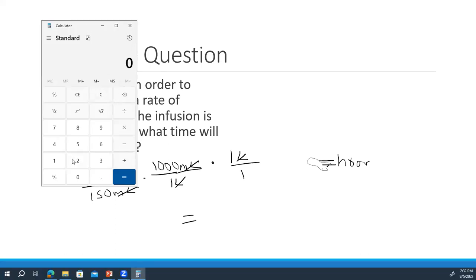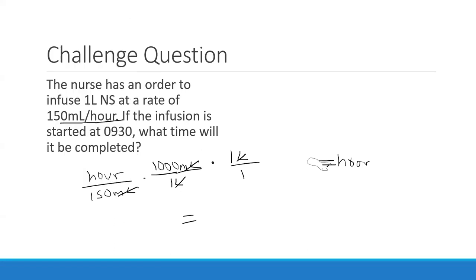So clearing this, we've got 1,000 divided by 150. And that gives us 6.66666 repeating. So our answer is 6.6 repeating. So that's 6 hours. And remember, we're going to do our percentages. So let's go ahead and try our percentage.